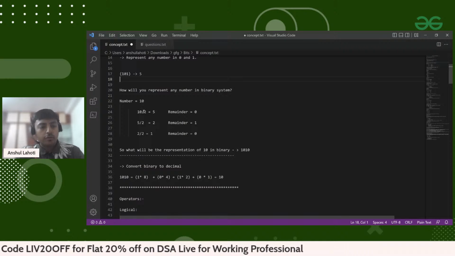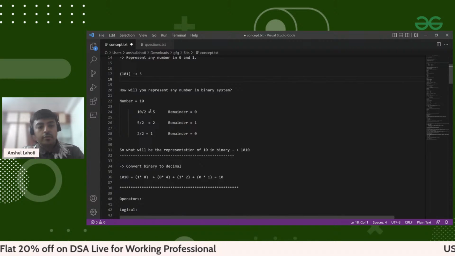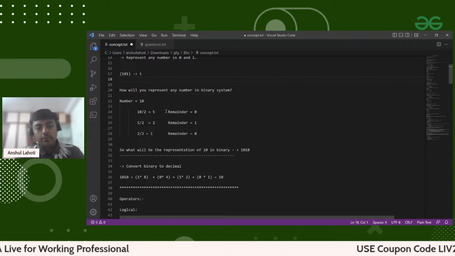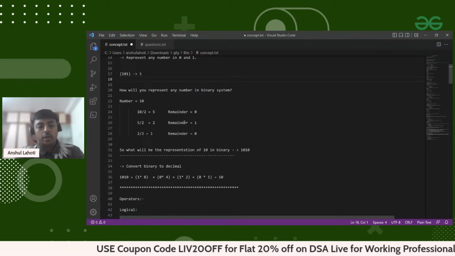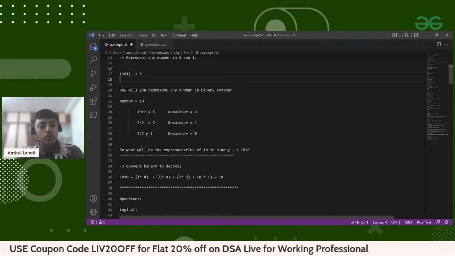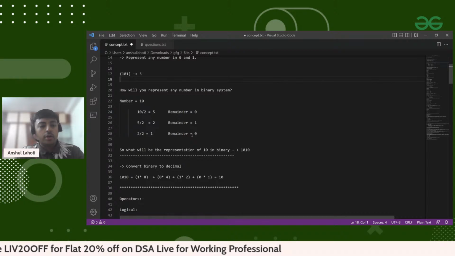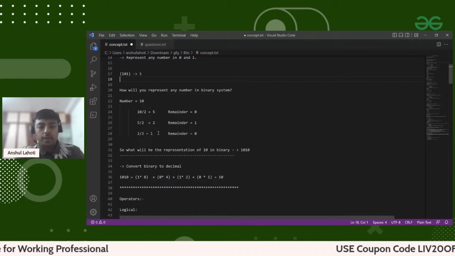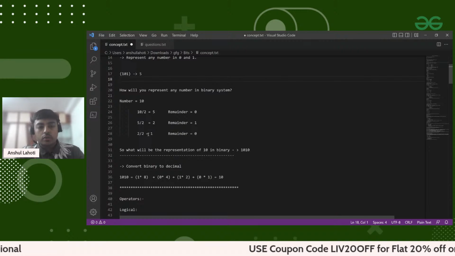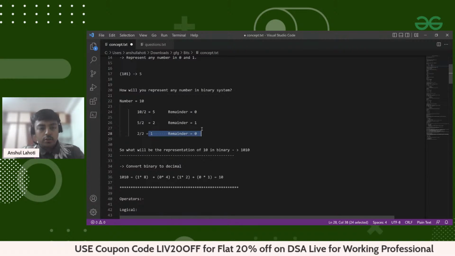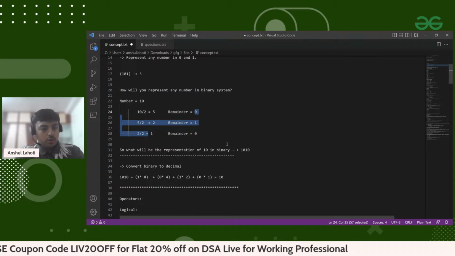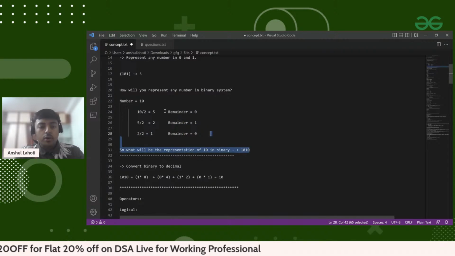So first we will divide 10 by 2, we will get 5, with remainder 0. Then 5 divided by 2 is 2 with remainder 1, and 2 divided by 2 is 1, with remainder 0. So the binary representation of 10 will be 1010, like we got from here. So that's how we got the binary representation of 10.